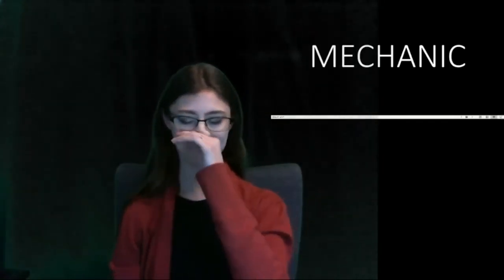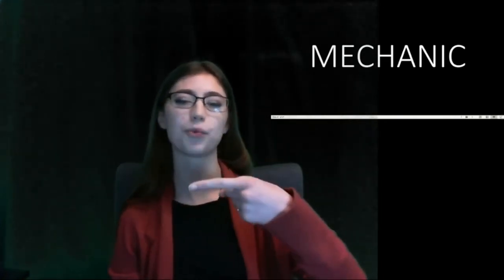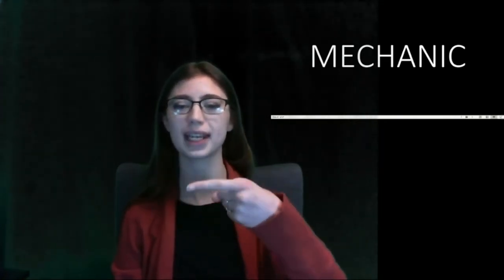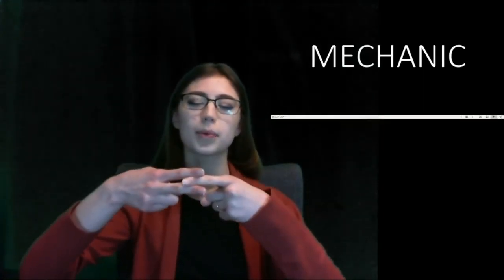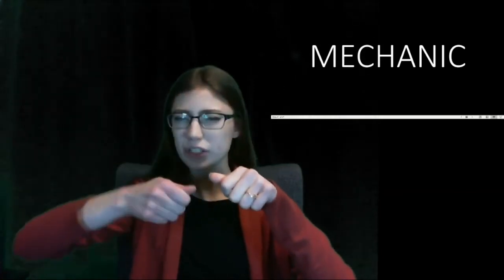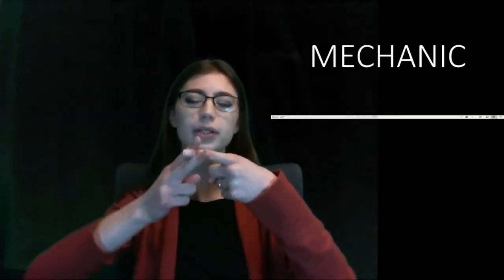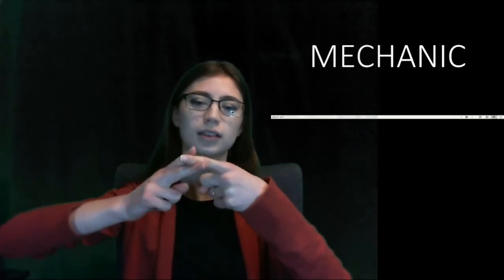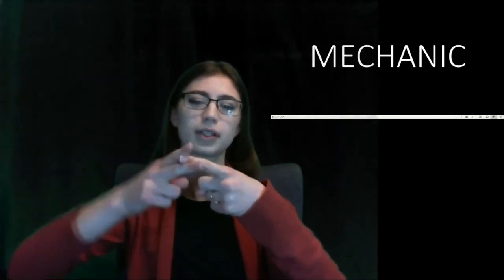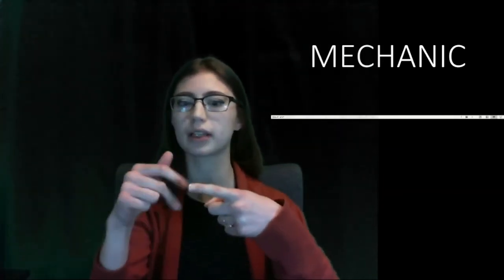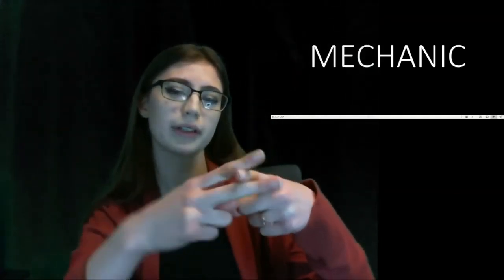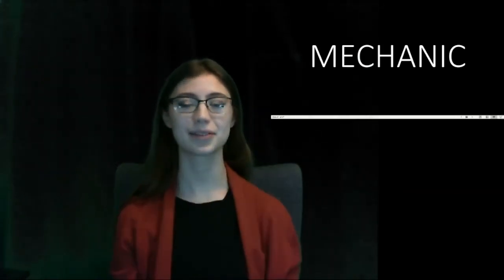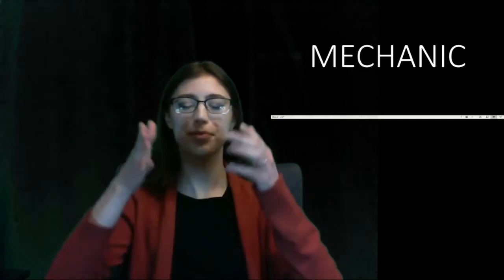Mechanic. For mechanic, you're going to make a 1 or G hand shape with your non-dominant hand, and you're going to latch a V hand shape around it like a wrench of some kind, and you're going to slide it down and up. Kind of a slight twisting motion, not twisting your finger, twisting around your finger. Like to tighten something. Mechanic.